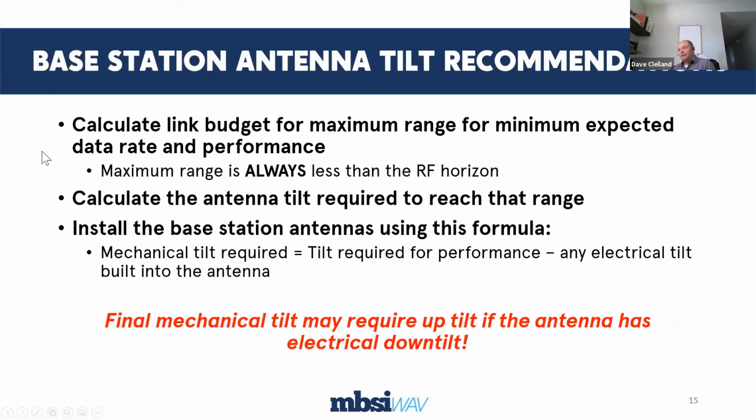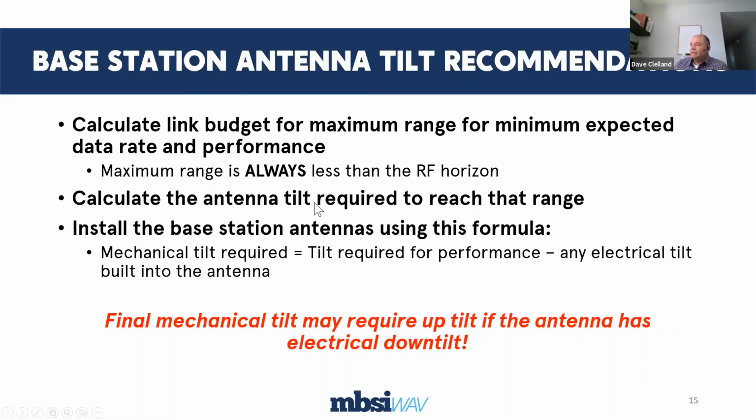All right, so my recommendations. Calculate the link budget for the maximum range and for the minimum expected data rate and performance. The maximum range needs to always be less than the RF horizon, whatever that is. Going out to the RF horizon, you might have a connection that is definitely connectable to your base station, but the data rate that you can achieve at that connection may be way less than the minimum that you want to serve that customer with.